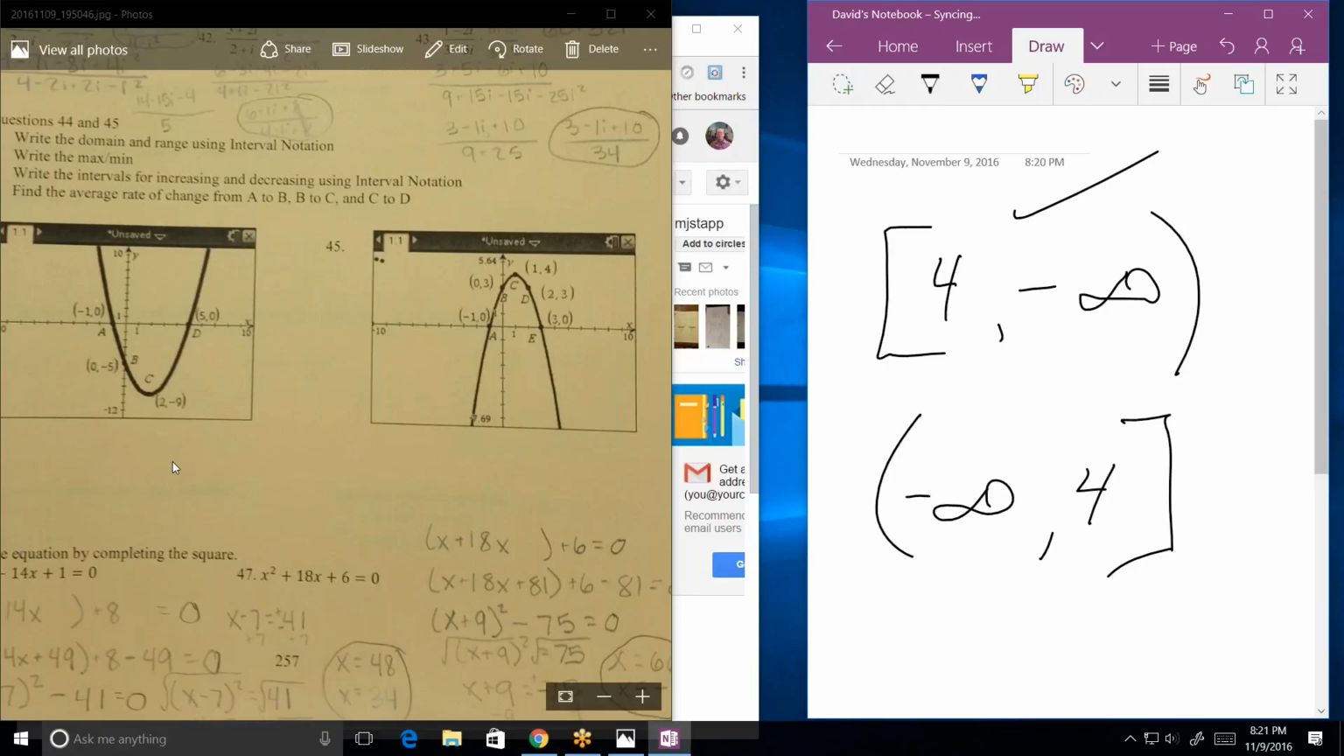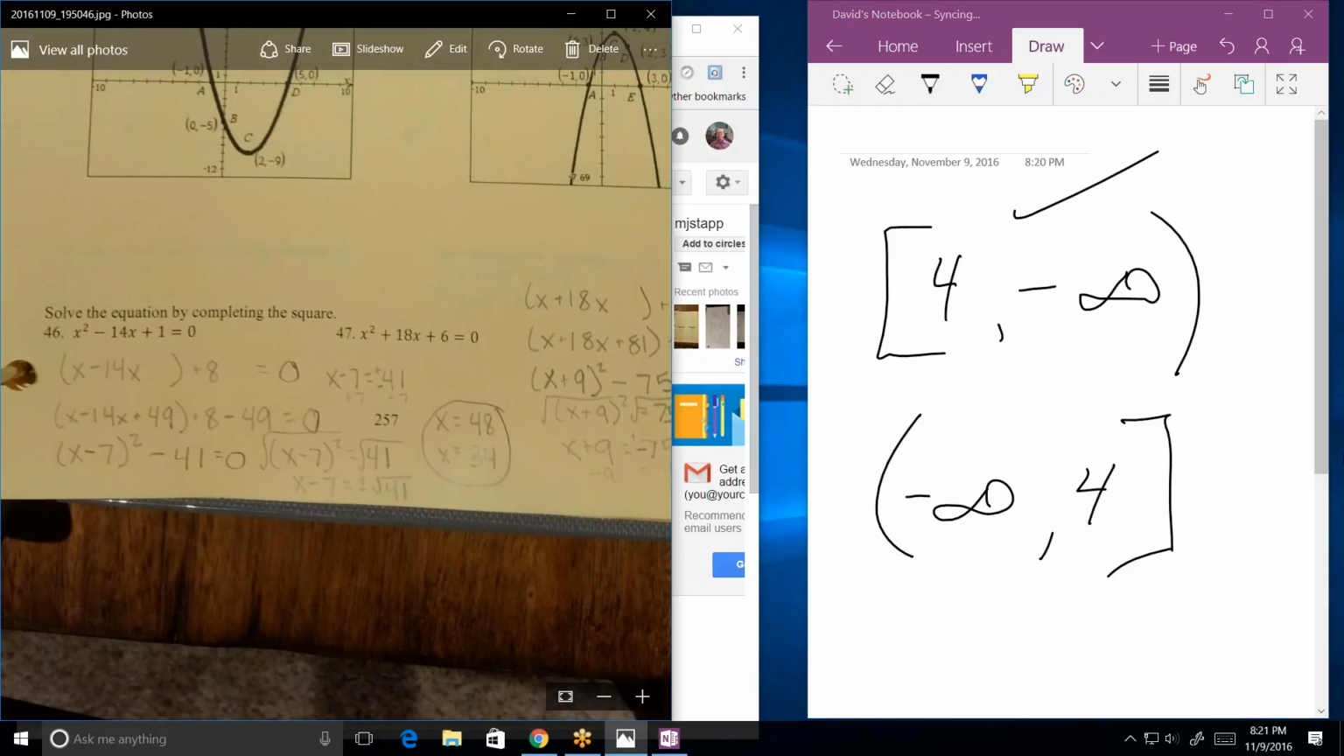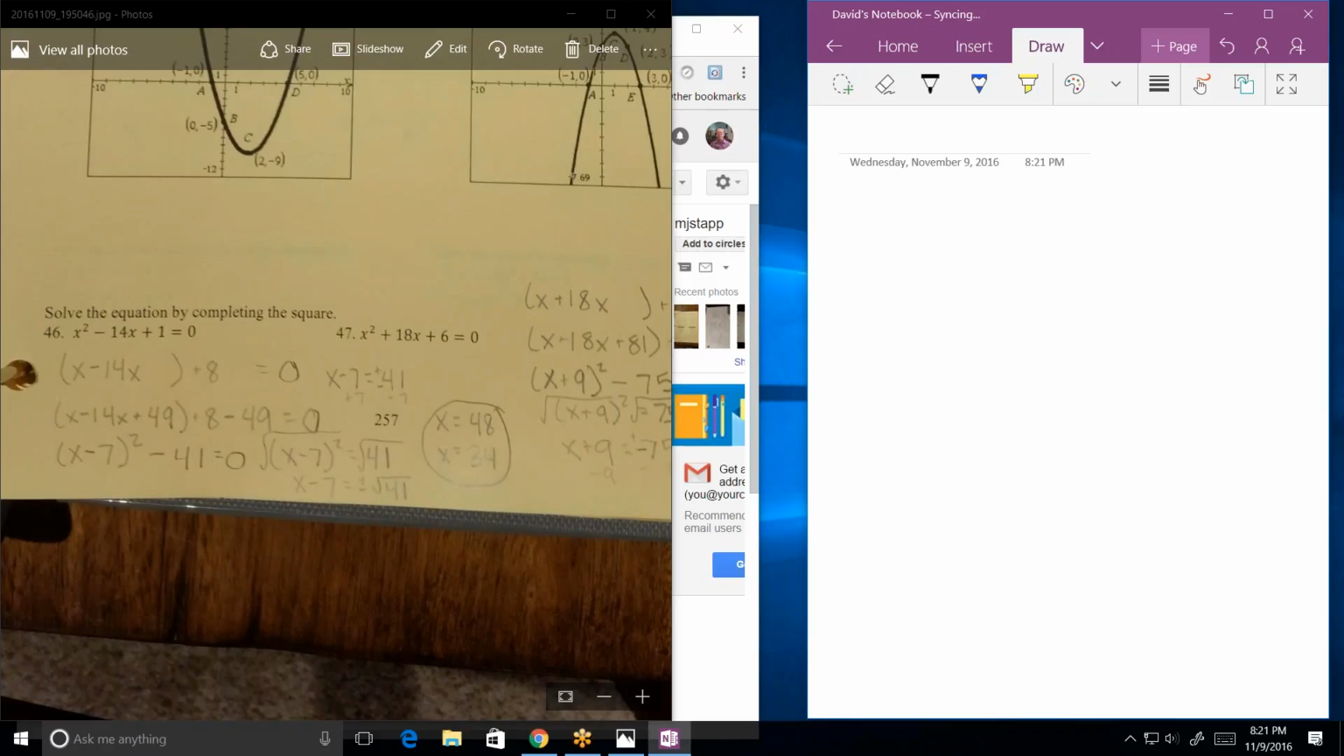Cool. All right, completing the square. Let me just see if you've done it correct. Yeah, how did that turn into an 8?